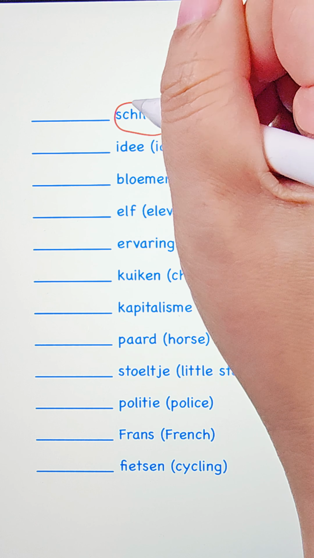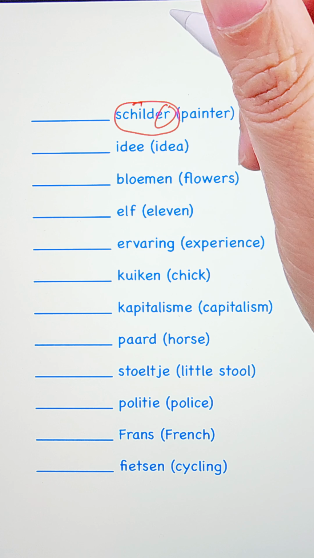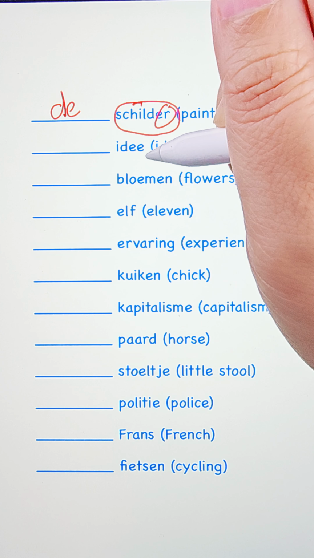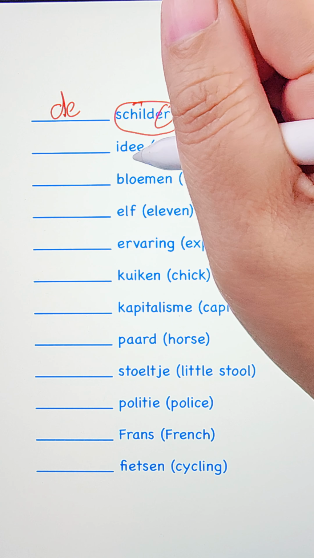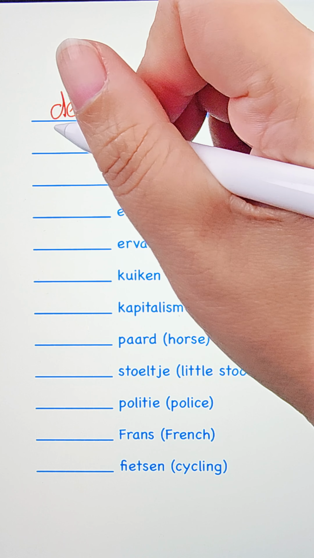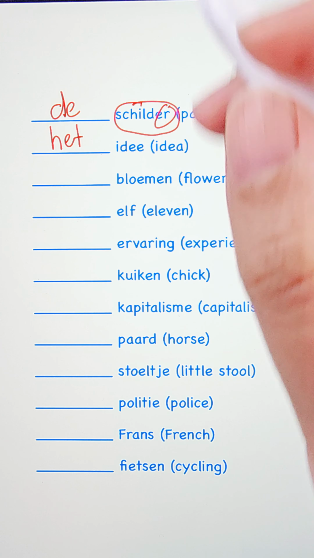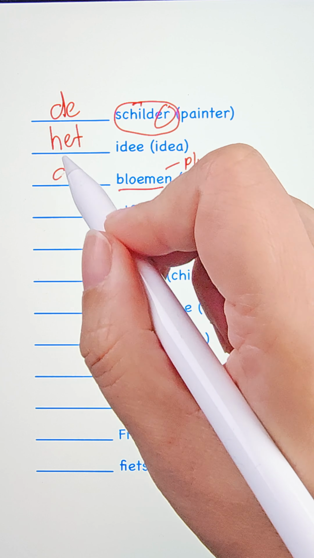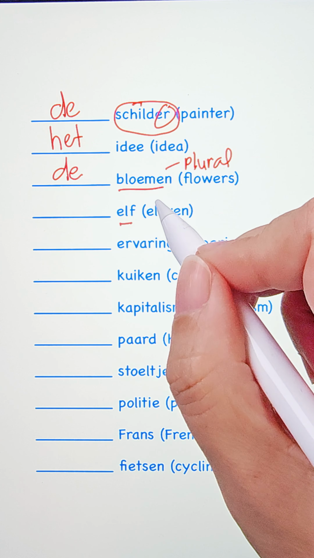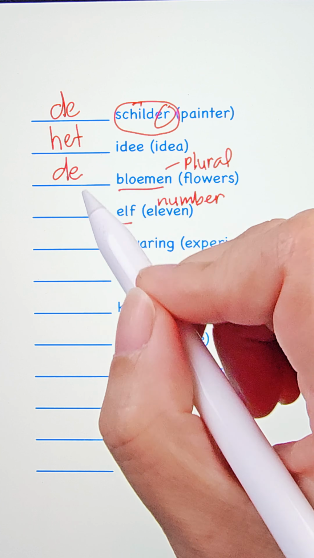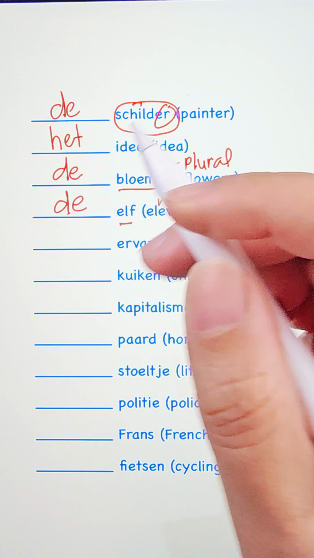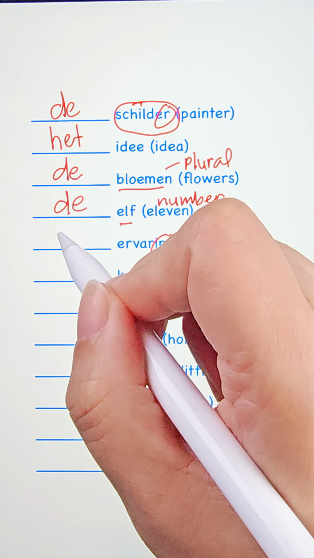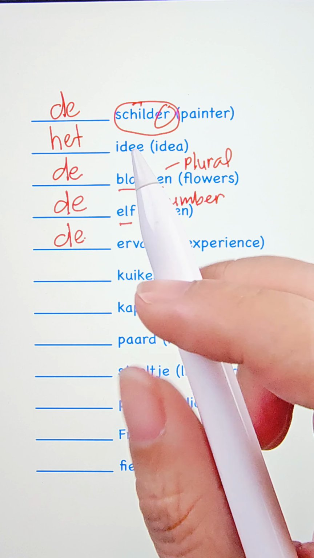Schilder. It ends with -er, thus we use "de". Idee. Idee is an abstract noun, so we use what? Of course, we use "het". Bloemen. Bloemen is a plural noun. All plurals, we use "de". Elf is a number, thus we use "de". Ervaring, it ends with -ing. All -ing use "de".